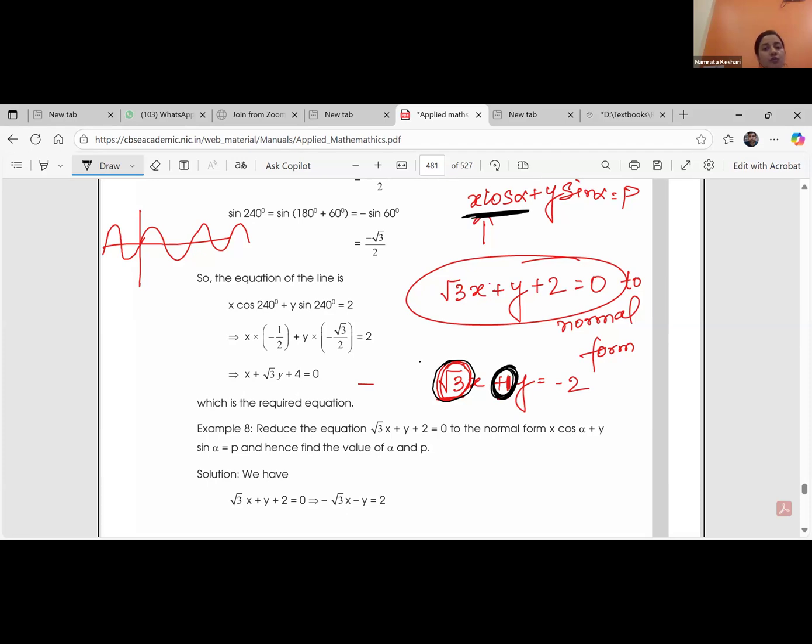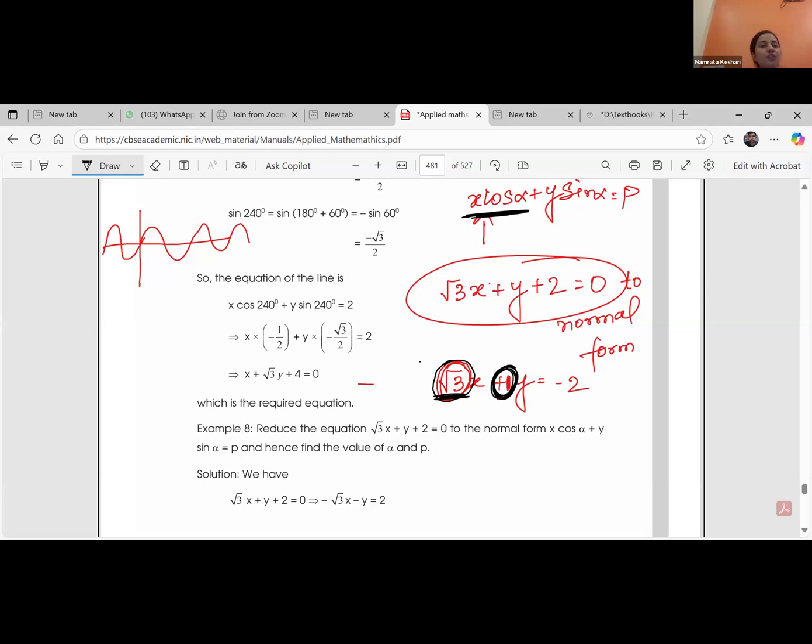So for cos first, have we seen root 3 in the cosine table? Cos 0 is 1. Cos 30 is root 3 by 2. Cos 45 is 1 by root 2. Cos 60 is 1 by 2. Cos 90 is 0. So root 3 is not there in the cosine table. Yes or no?